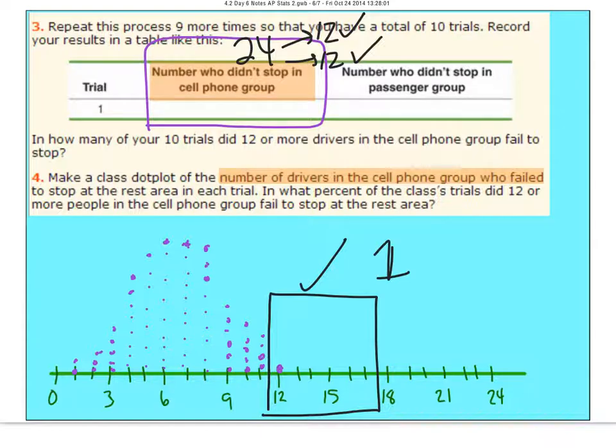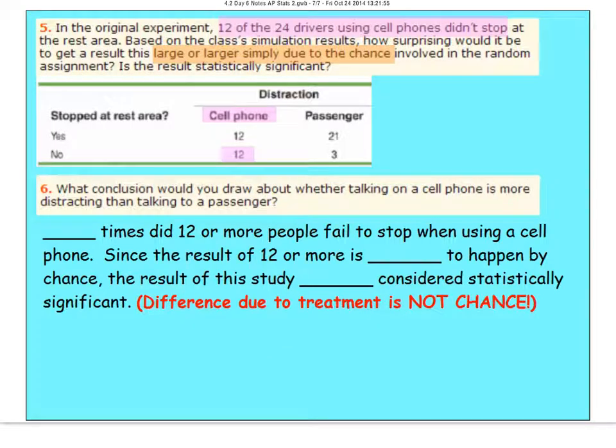But when you look at what happened in our real life example, there were far more times where people did not stop. So what conclusions can you make from this? In our case, only one time did we see 12 or more people fail to stop when using the cell phone. Since the result of 12 or more is so unlikely to happen by chance alone, the result of the study is considered statistically significant. That is, it's very rare for it to happen by chance alone, but in our case it happened a lot, so it is significant.